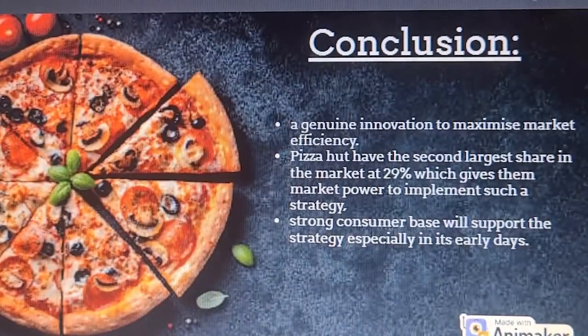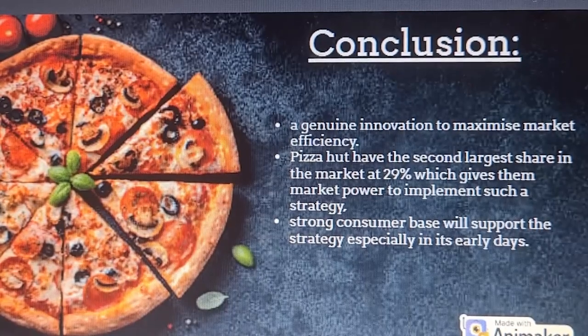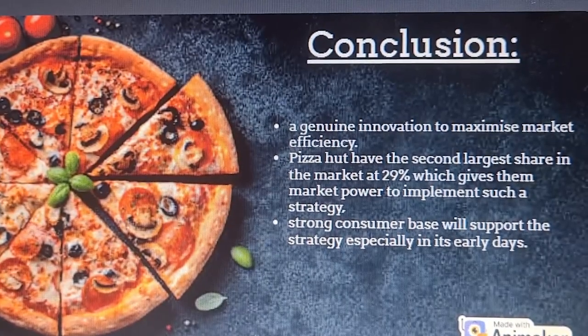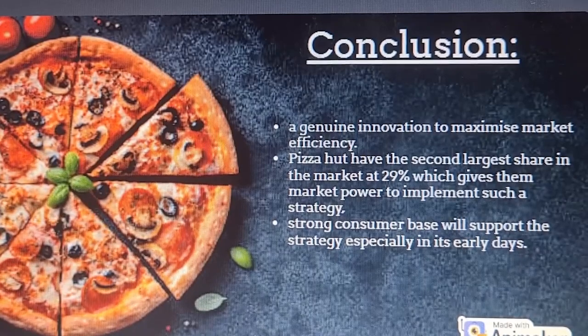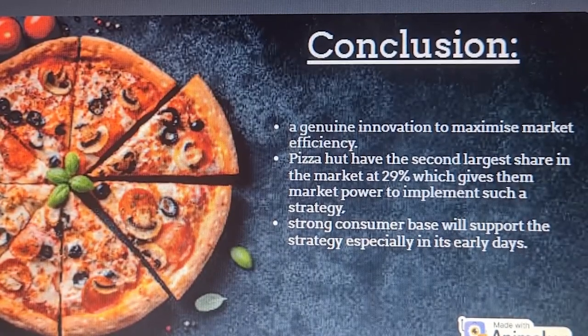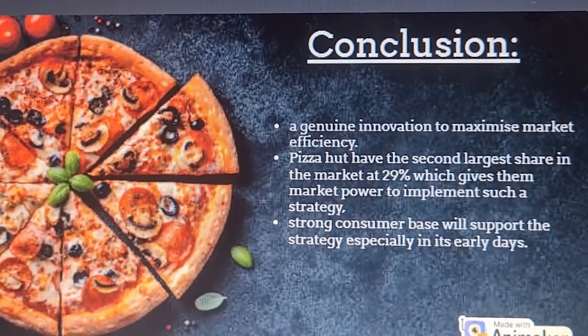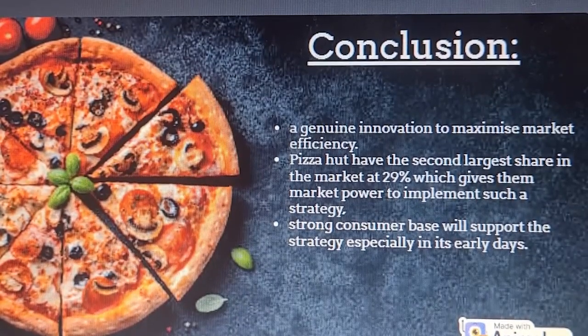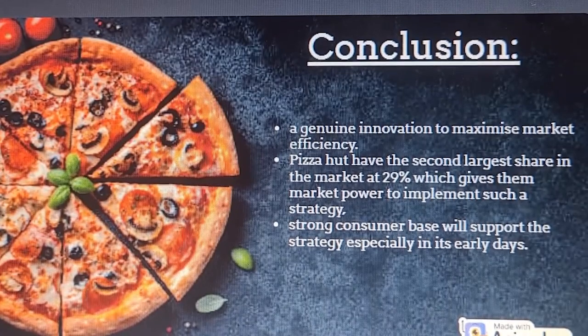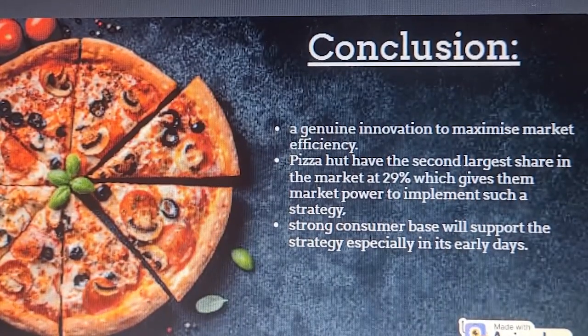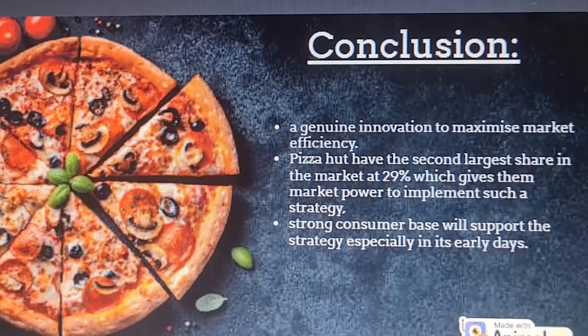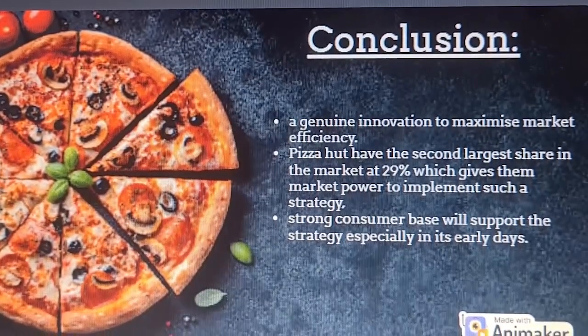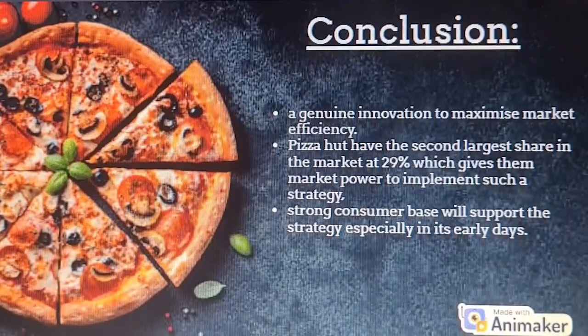To conclude, the two-part tariff proved to improve both consumer and producer surplus for Pizza Hut. Although the implementation in reality depends on factors like price sensitivity and demographics, the strategy provides a genuine innovation to maximize market efficiency. Pizza Hut have the second largest share in the market at 29%, which gives them market power to implement such a strategy, especially since they deliver direct and not through delivery service providers. As well as this, the strong consumer base that Pizza Hut maintain will complement the strategy immensely.